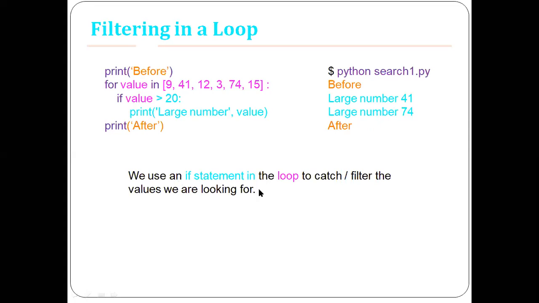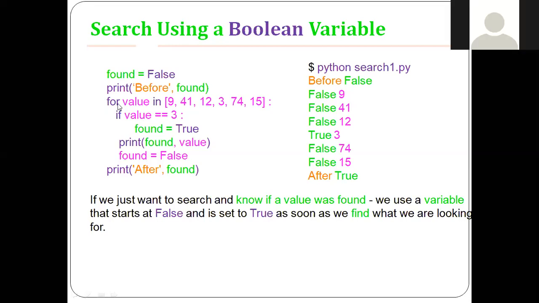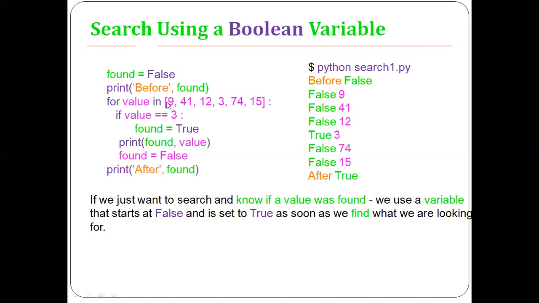We have an if statement in the loop to catch or filter the values we are looking for, right? We can use the if statement within a for loop, no issues at all. And here you are just checking whether the element is present or not, right? You are looking for an element in a given set. You are looking for an element called 3 in the list. So you are first starting with the first element, that is 9. Is it equal to 3? If it is not equal to 3, then it will skip.